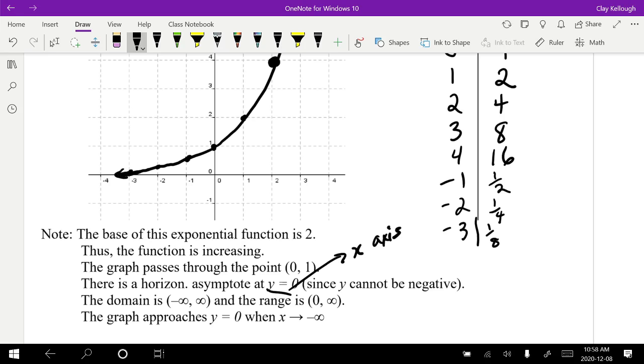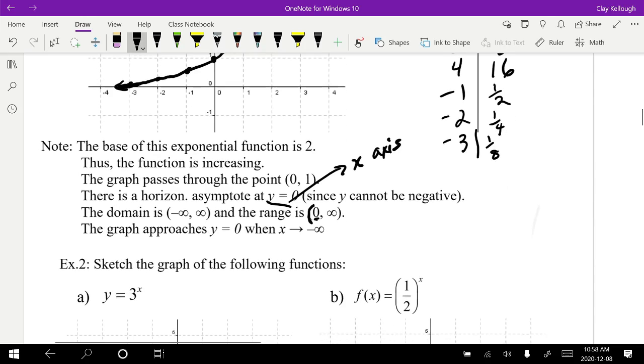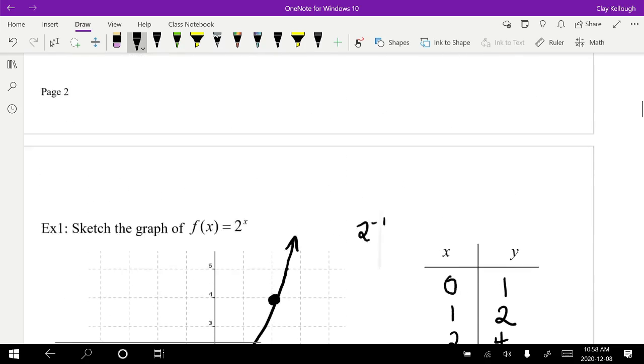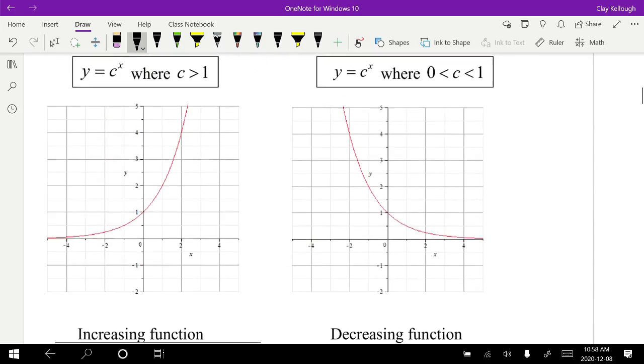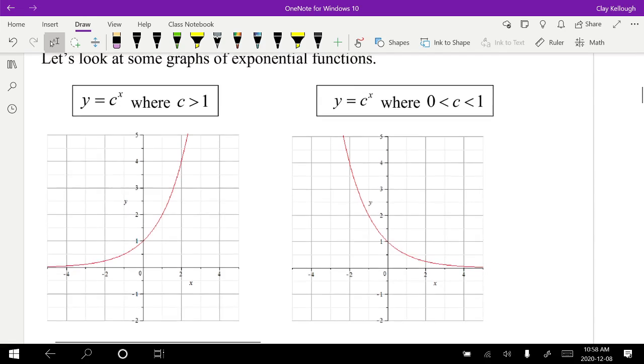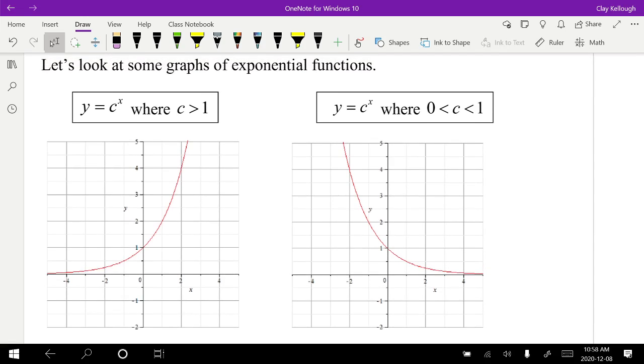Okay, the domain is infinity left and right. The range is, it can't go below 0. Notice it can't even touch 0, hence curved bracket, and it goes to infinity. So that's the scoop on this graph. Go back now, and notice these are the only 2 types of shapes exponential function graphs can have. If you have some base to the power of x where that base is bigger than 1, you're going to get this curve upwards.